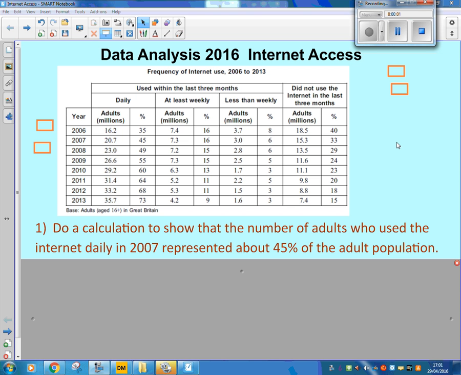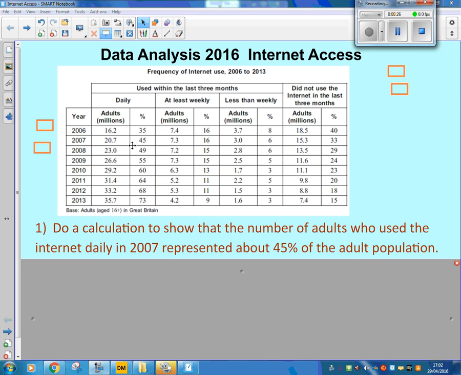Analysis 2016 Internet Access. This is a group of 8 questions based on the data sheet, and some of them are quite challenging. Let's work our way through. So the first one says, do a calculation to show that the number of adults who use the internet daily in 2007 represented about 45% of the adult population.